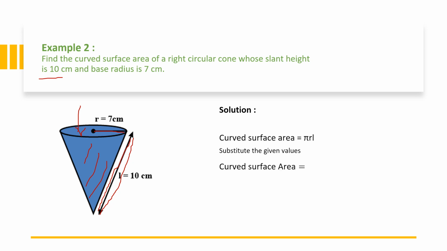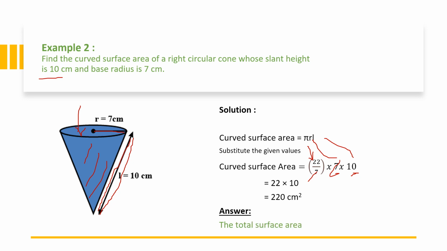So the curved surface area is equal to how much? 22 by 7, of course pi, into the radius 7 into 10. L is 10, r is 7, pi is 22 by 7. Solving it, 7 goes. Now it's 22 into 10, that is 220, and don't forget to mention the units. Since we are talking about area, the unit is centimeter square. So the answer is that the curved surface area of the cone is equal to 220 centimeter square.